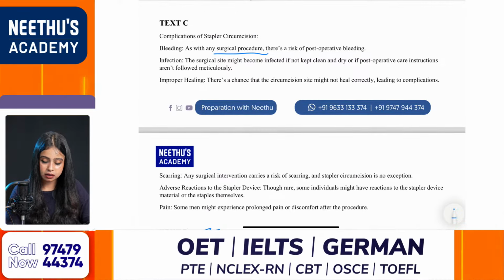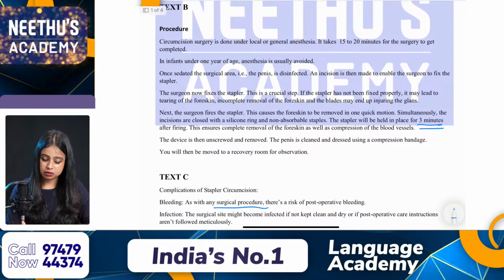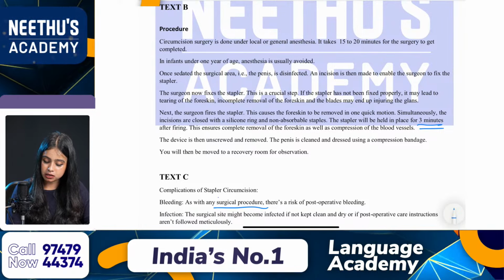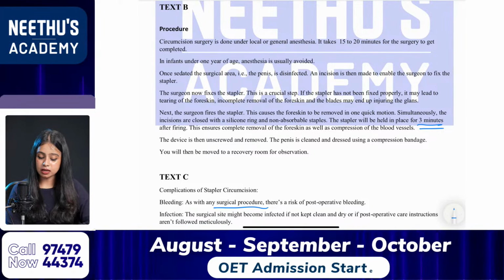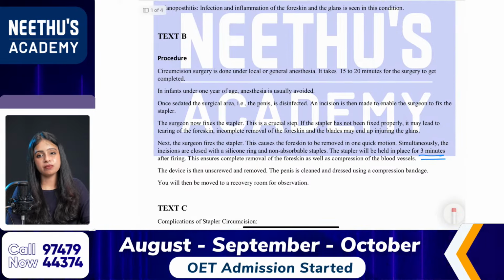Okay, as well as, see, then what is mentioned here? Okay, infants under 1 year of age. So where is it mentioned? Yeah. Okay. Yeah. So sorry for that. It's not from here, surgical procedure. It's not surgical procedure. Yes. It is the person they're asking you. So yeah, it's from text B.